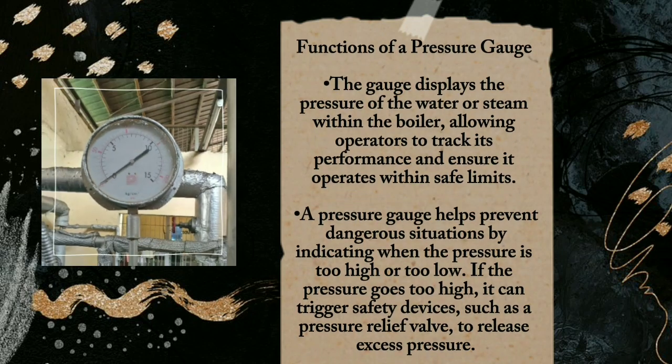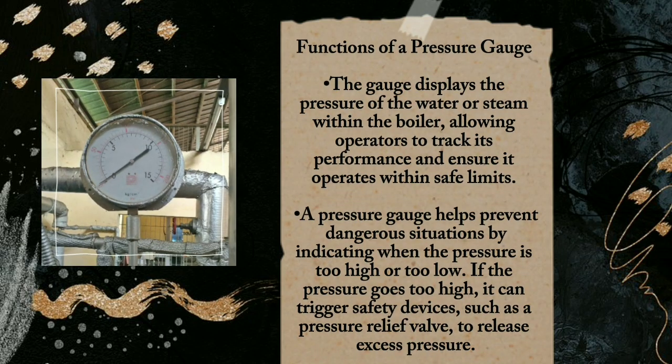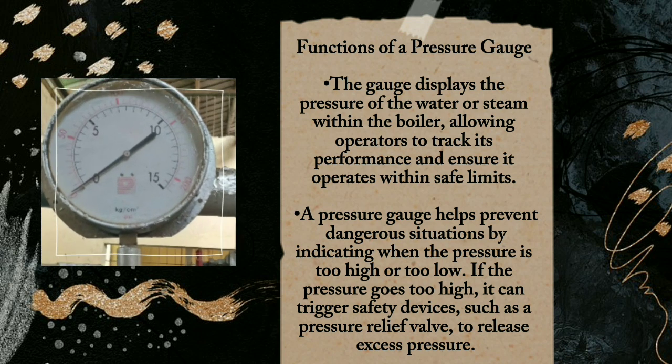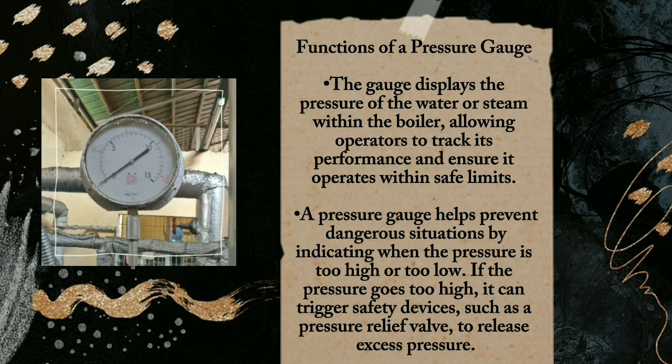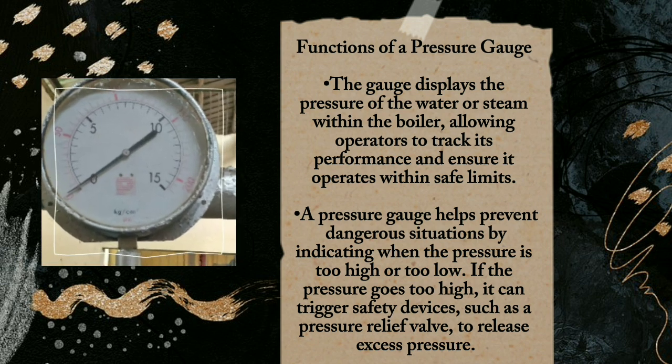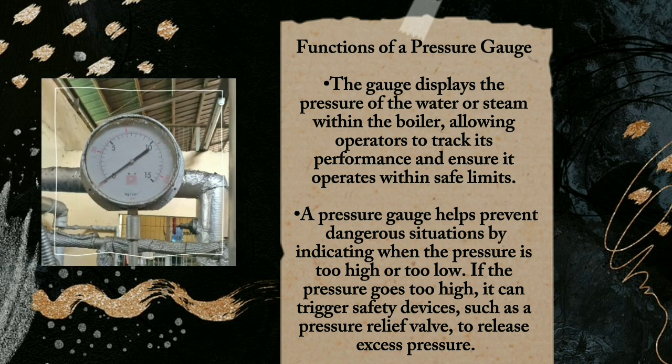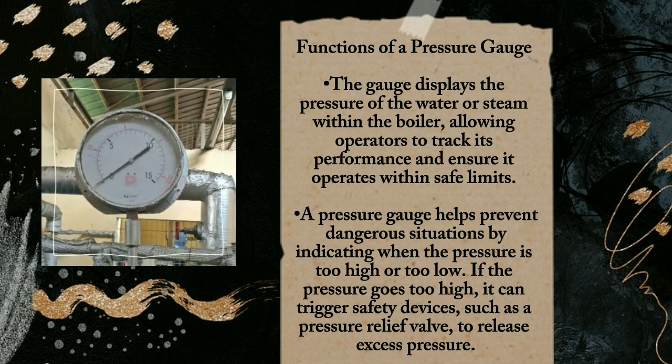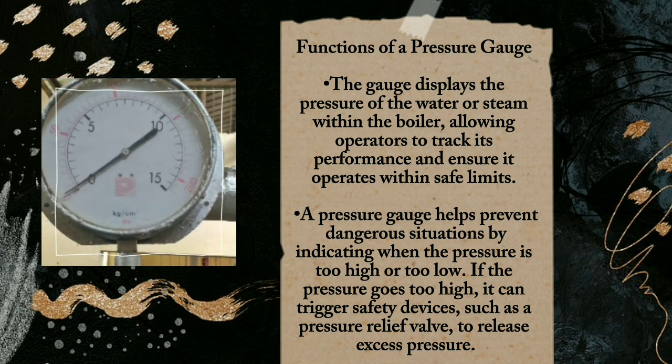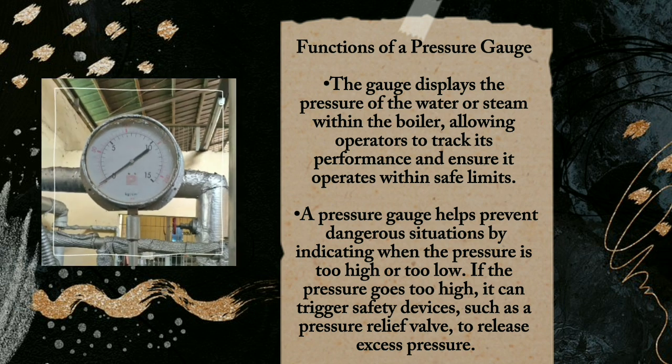The gauge displays the pressure of the water or steam within the boiler, allowing the operator to track its performance and ensure it operates within the safe limit. A pressure gauge helps prevent dangerous situations by indicating when the pressure is too high or too low. If the pressure gets too high, it can trigger safety devices such as a pressure relief valve to release excess pressure.